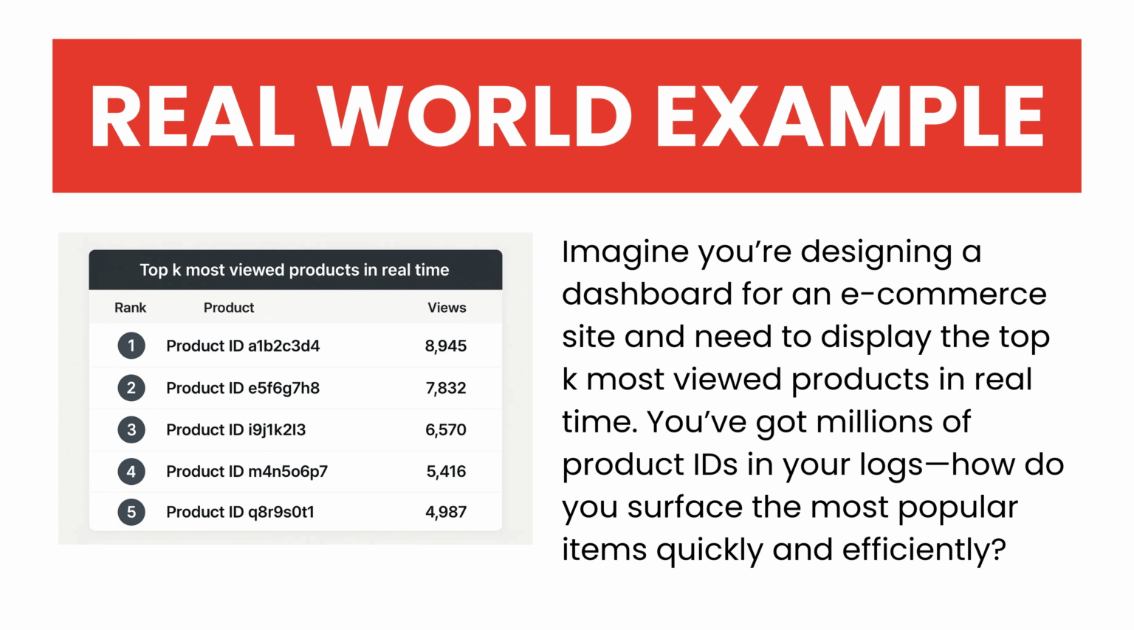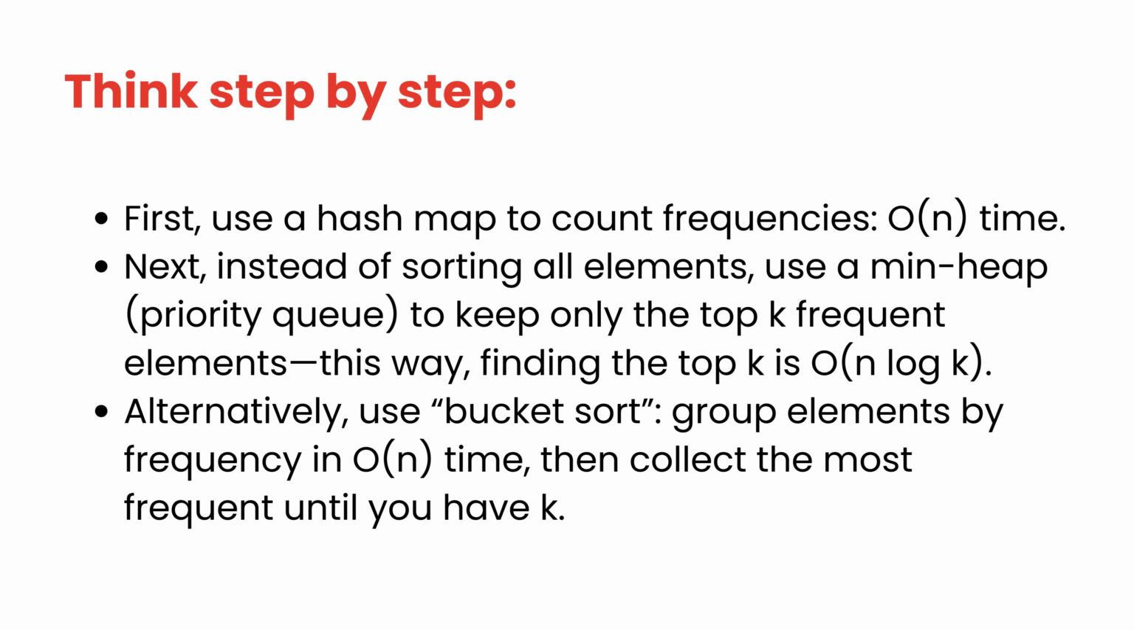First, use a hash map to count frequencies, in O(n) time. Next, instead of sorting all elements, use a min heap priority queue to keep only the top k frequent elements. This way, finding the top k is O(n log k). Alternatively, use bucket sort, group elements by frequency in O(n) time, then collect the most frequent until you have k.